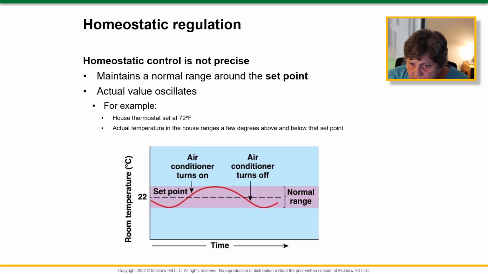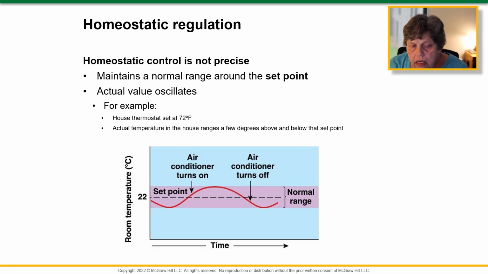This is not precise, as I mentioned. It's not like a little tiny set point. And I like the example here of the air conditioner. When you put your thermostat on 72, it doesn't stay at 72. I mean, most of us know when you set that set point, oh, it's getting a little warm in here, and you hear the air conditioner kick on, and then you start to cool off, and then it's like, oh, it's getting a little cold in here, and then you see the air conditioner cut off. So there's a range that's set, and the body works the same way.